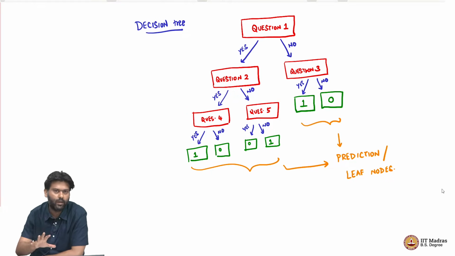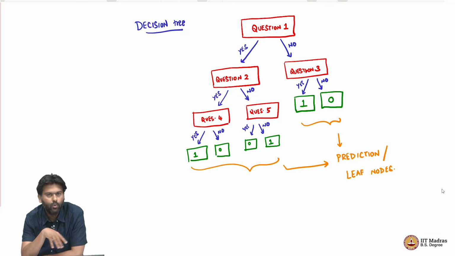So, this is the tree. We will talk more about what exactly these questions are, but this is the structure of the tree. It is a binary tree; all the red boxes are internal nodes, every internal node has a question associated with it and there are two answers to it, and the green nodes are the leaf nodes or the prediction nodes.